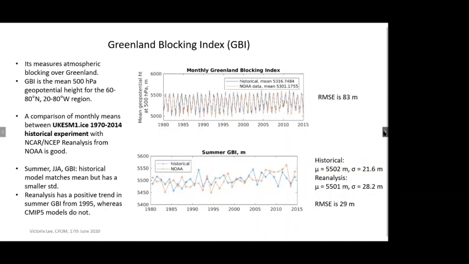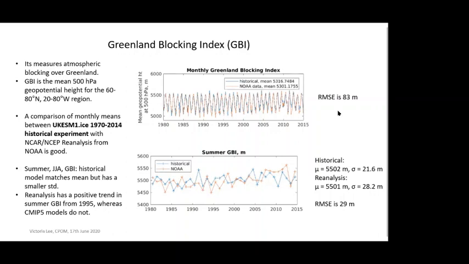And this is quite useful because it's simple to calculate in the UKESM1 ice historical run. And when I say historical run, it's from 1970 to 2014. And there's plenty of data. There is NCEP NCAR reanalysis data, daily data that runs from 1948 to present day. So we can compare those two. If we look at the monthly blocking index, we get very good agreement, and the root mean square error is 83 meters. So we've established that the historical run matches quite well with the reanalysis data.